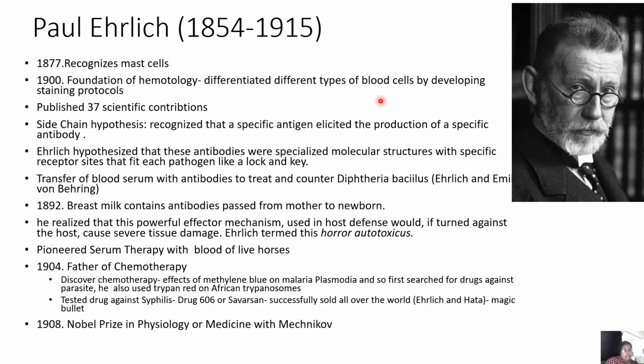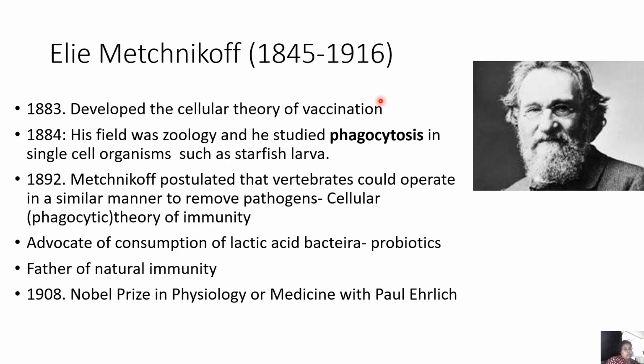Then we have Paul Ehrlich. I think I've talked about this gentleman in one of the previous classes. He's basically the foundation of hematology, differentiating different types of blood cells by developing staining protocols. Here, the side chain hypothesis recognized that a specific antigen elicited the production of a specific antibody, and he also hypothesized that these antibodies were specialized molecular structures with specific receptor sites that fit each pathogen like a lock and key. He got the Nobel Prize in Physiology and Medicine with Mechnikov.